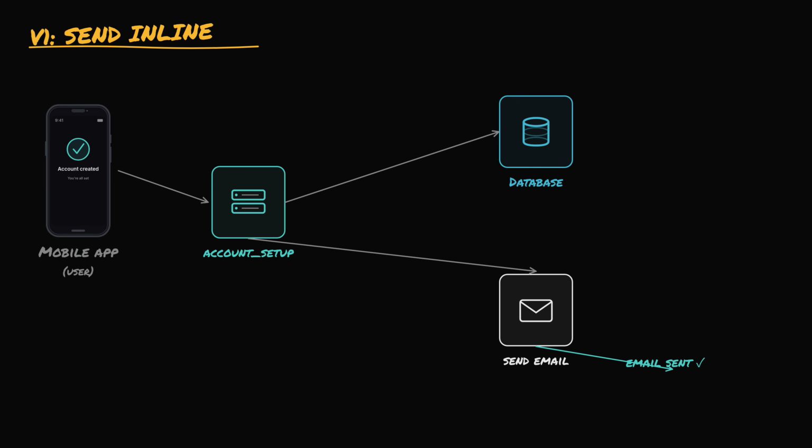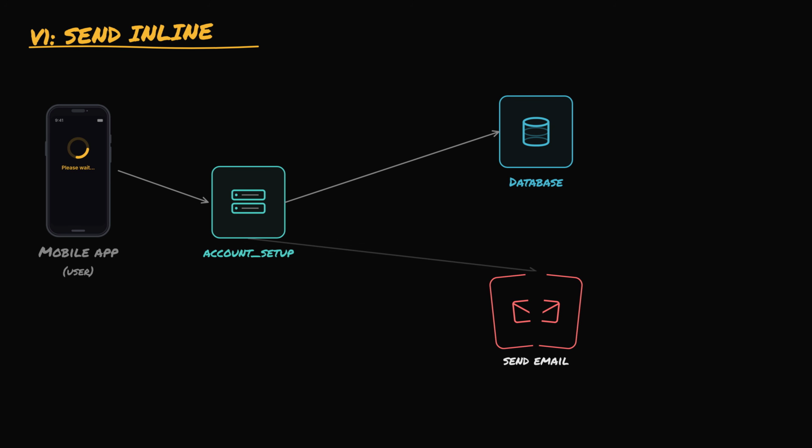On your laptop, this works fine, but in the real world, the email service can take 2 seconds to send the email on a slow day, or the email service might be down. If you wait for the email to be sent, the user keeps staring at a please wait screen. And worse, if the email fails, the whole request fails.